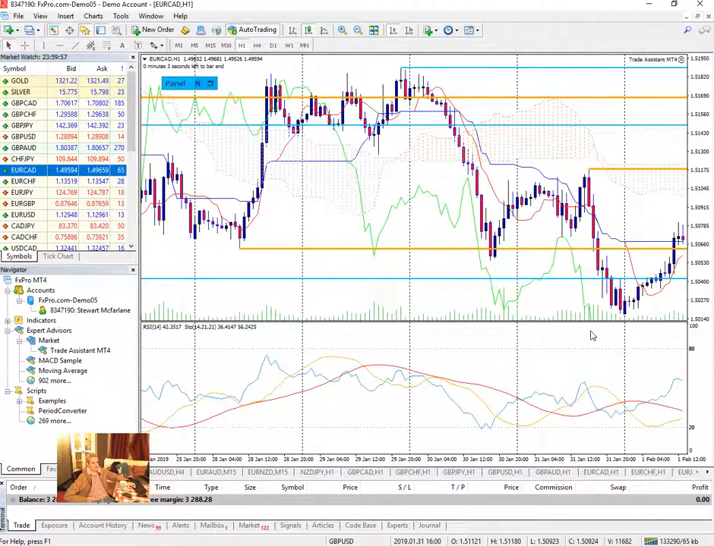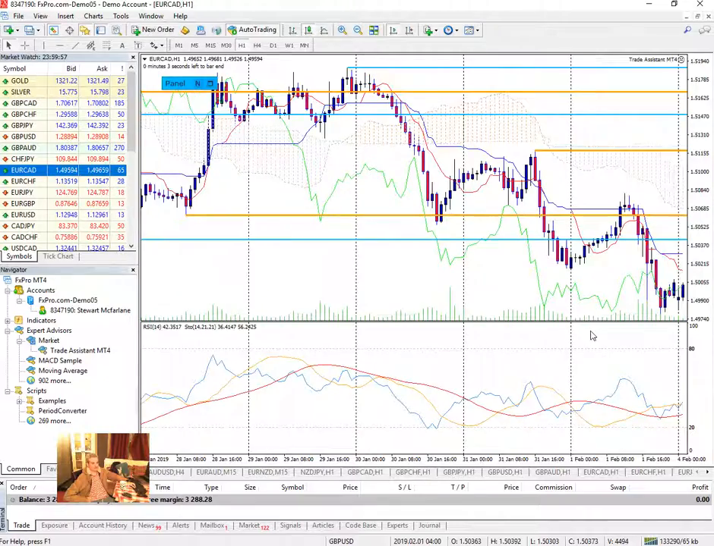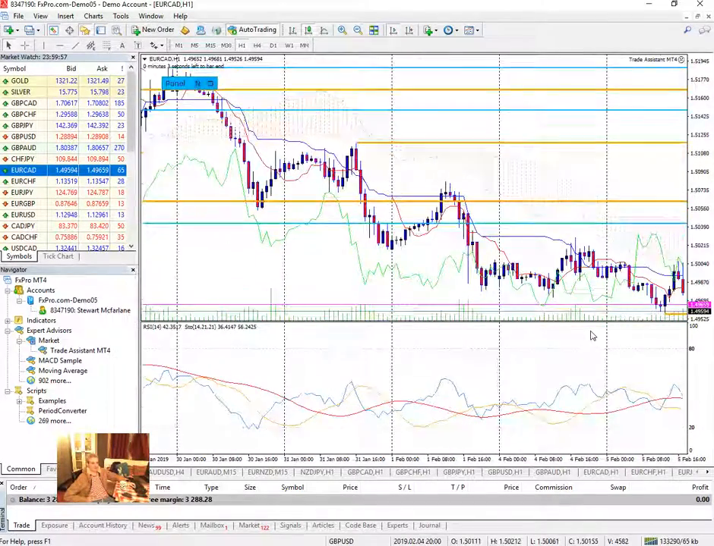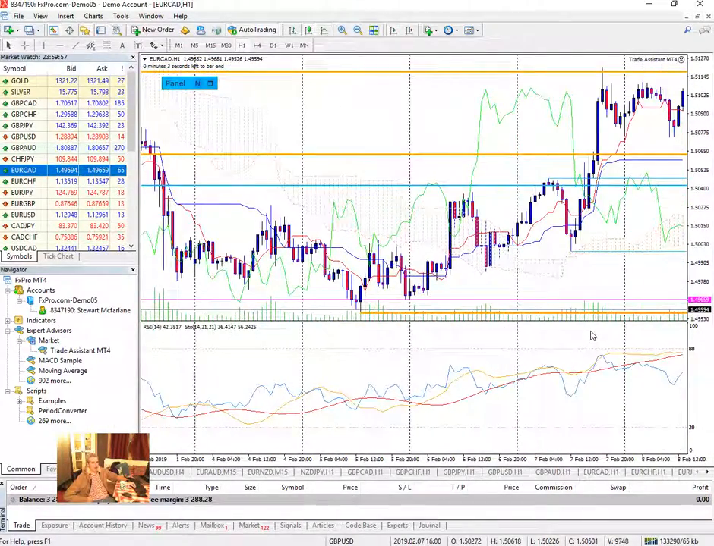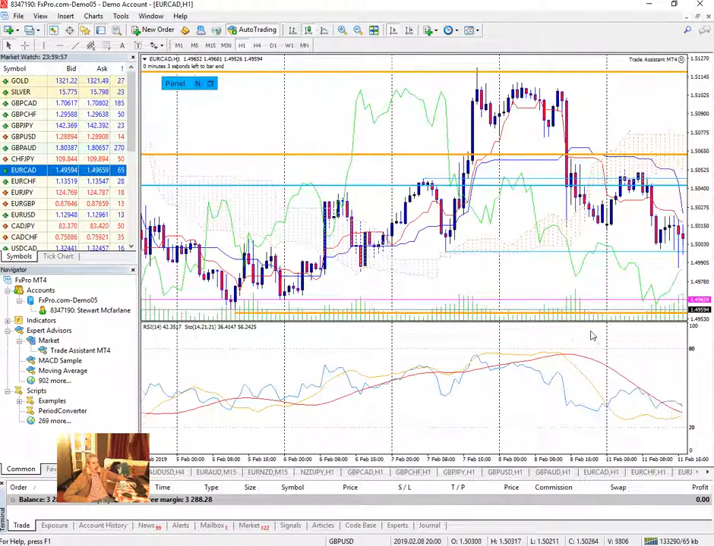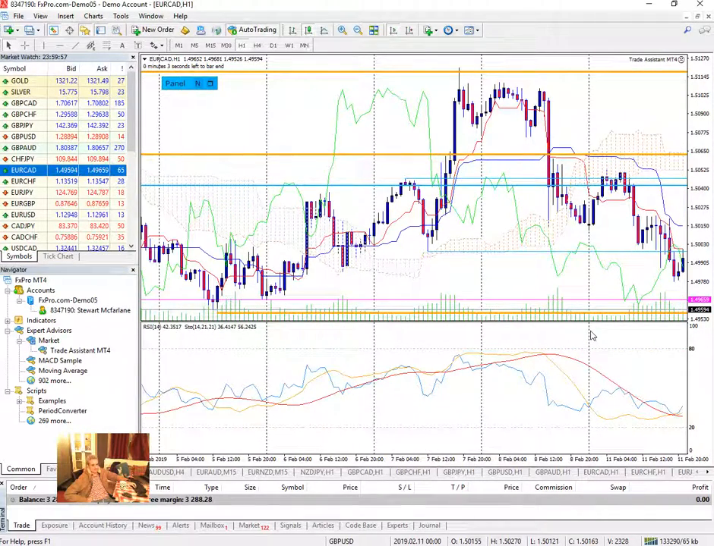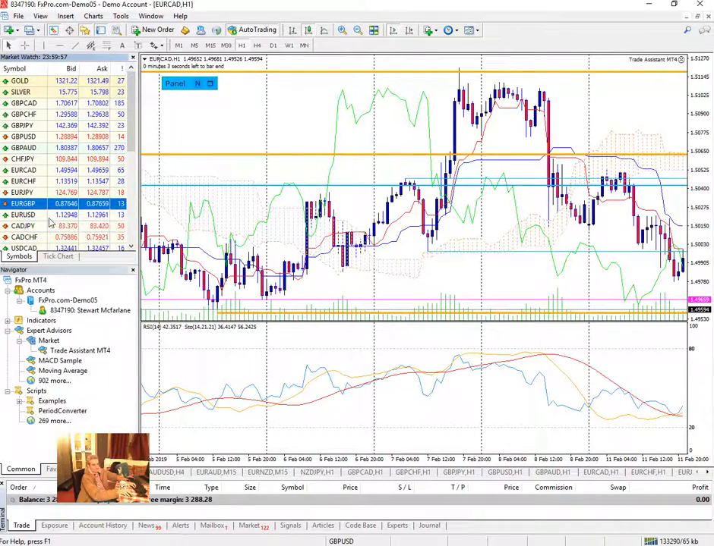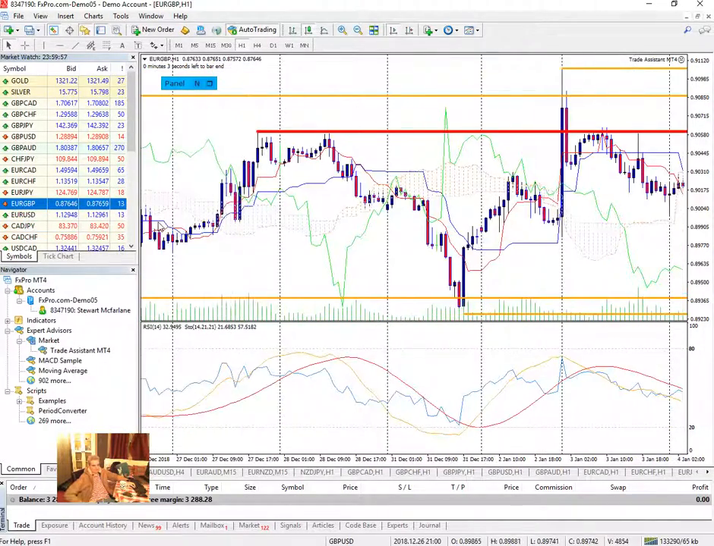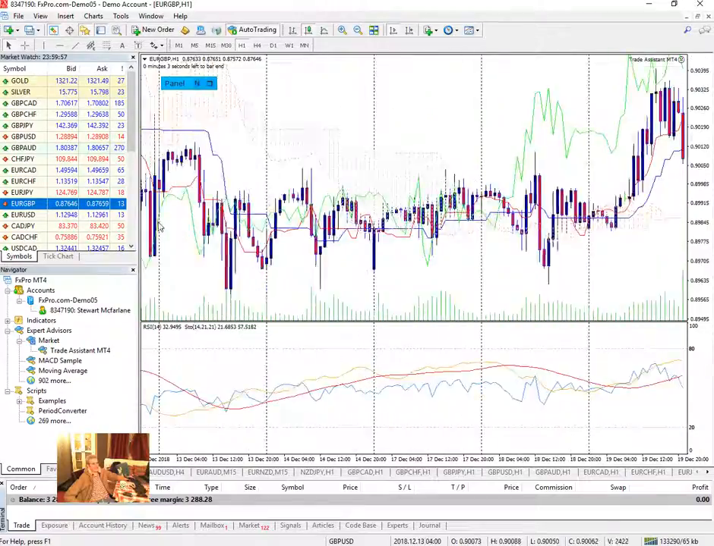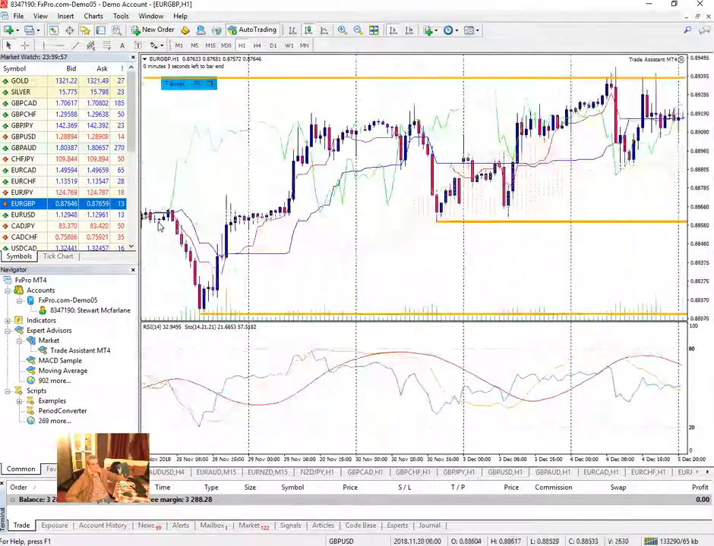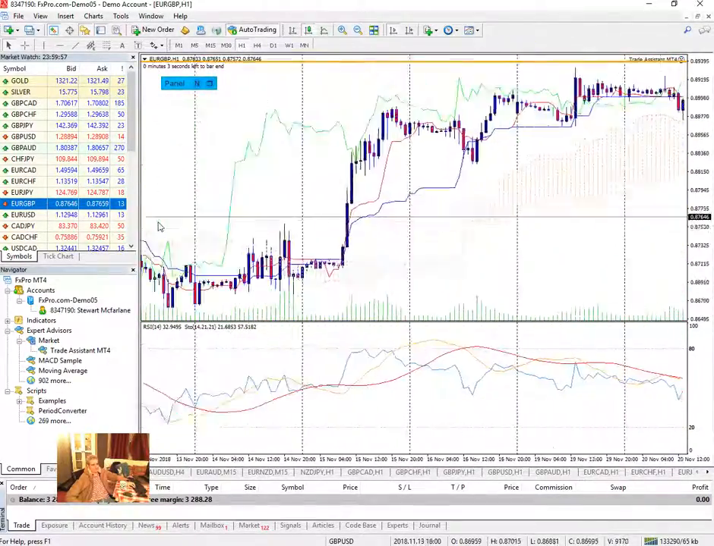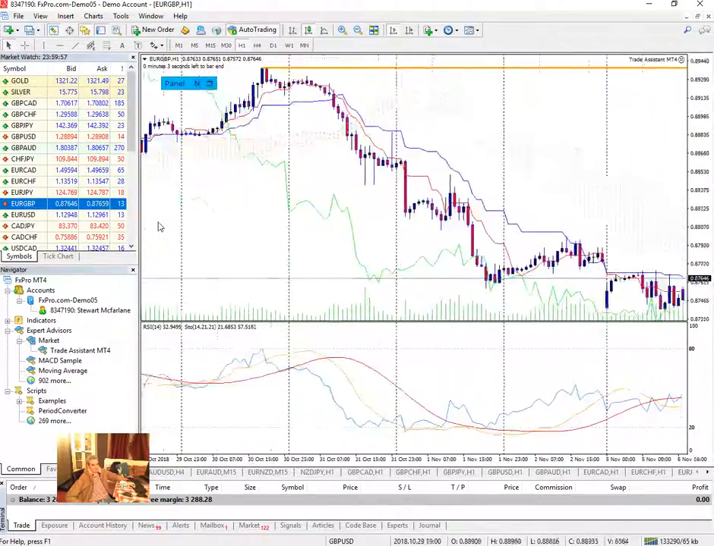They're not very nice signals. Very unpredictable, very messy. You wouldn't really want to be trading them. Let's see if there's any nice ones here. Been quite a lot of movement on that.